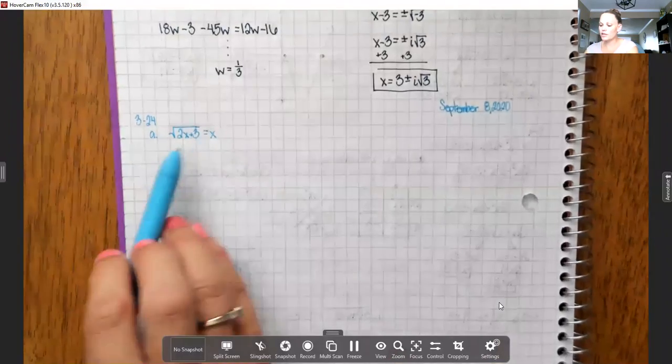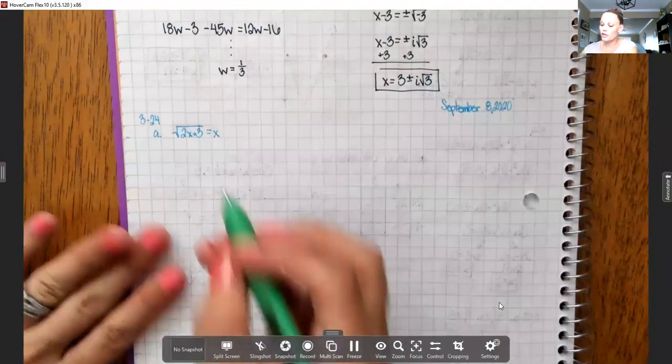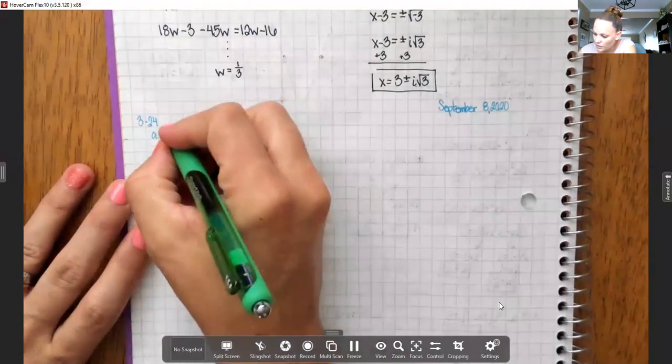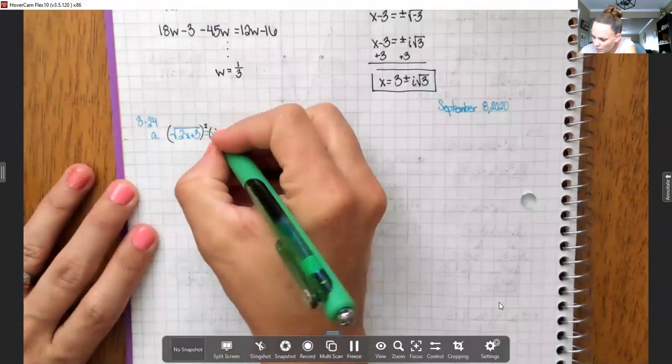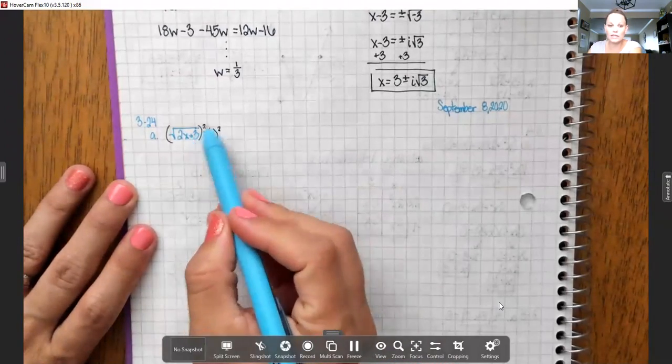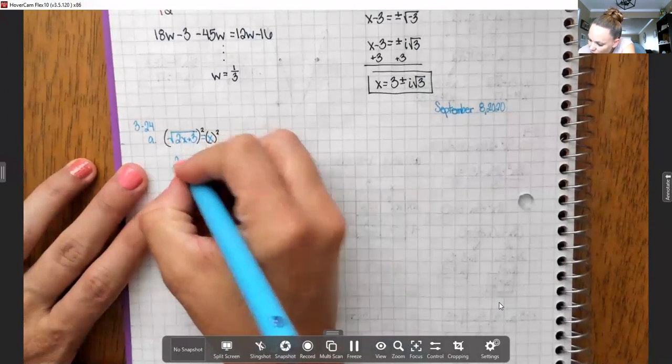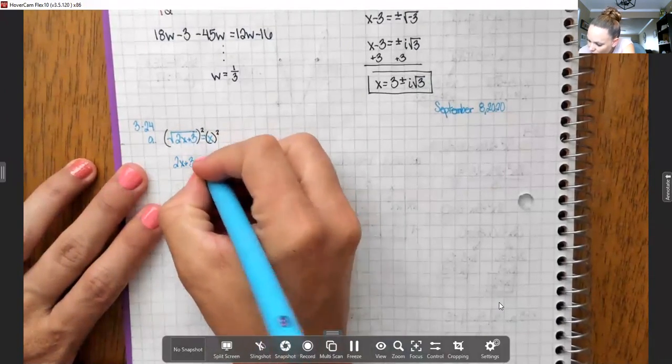So the square root of 2x plus 3 equals x. We want to solve this algebraically. So the first thing we're going to do is square both sides. The reason we square both sides is it gets rid of this square root on this left side. So we have 2x plus 3 equals x squared.